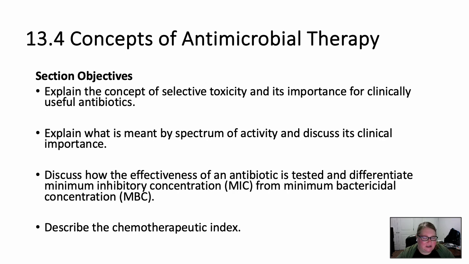Let's talk about the section objectives for this lecture. You need to be able to explain the concept of selective toxicity and its importance for clinically useful antibiotics. You need to be able to explain what is meant by a spectrum of activity and discuss its clinical importance. You need to be able to discuss the effectiveness of an antibiotic. So how is it tested? And how does it differ from minimum inhibitory concentration, or MIC, from minimal bactericidal concentration, MBC. And then also you need to be able to describe and calculate a chemotherapeutic index.